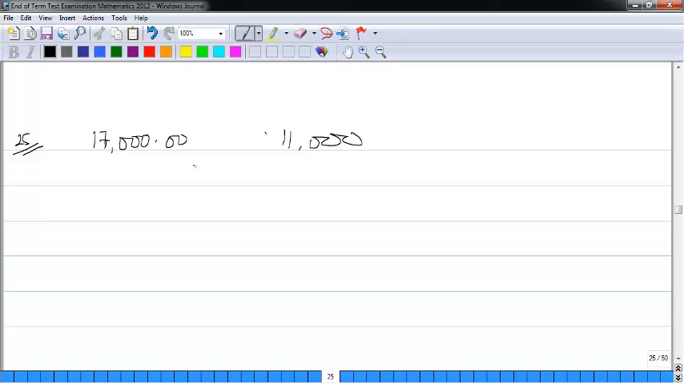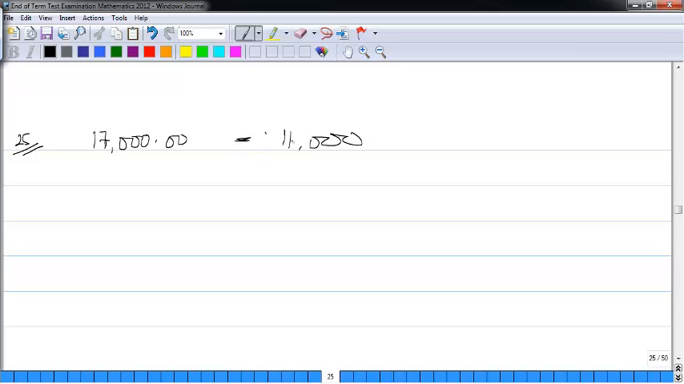Number 25. Number 25 says 3 cows were sold for $17,000. If 2 cows were sold for $11,000, which will give the selling price of the third cow? So this is simply asking us to identify the operation that will give us the answer that we need. And we are given the final price. We know what 2 cows cost. So all we need to do is to subtract.